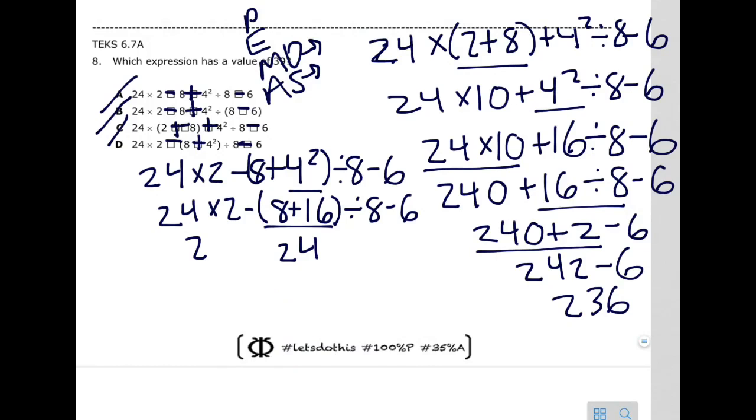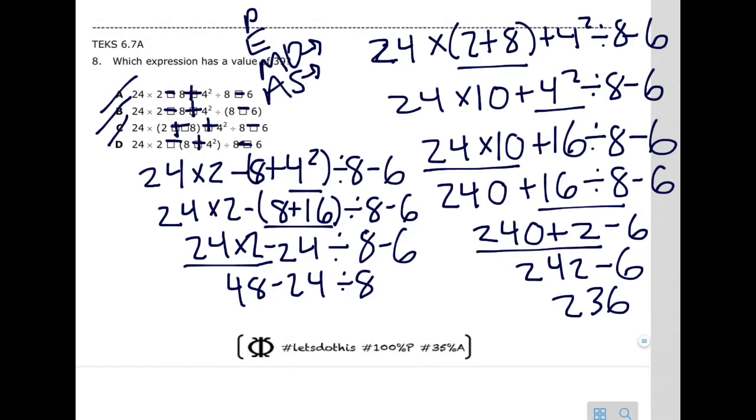So I bring down everything else. 24 times 2 minus 24, divided by 8 minus 6. Next step, we multiply and divide, going from left to right. 24 times 2 is 48. 48 minus 24 divided by 8 minus 6. I'm going to divide before I subtract. 24 divided by 8 is 3.